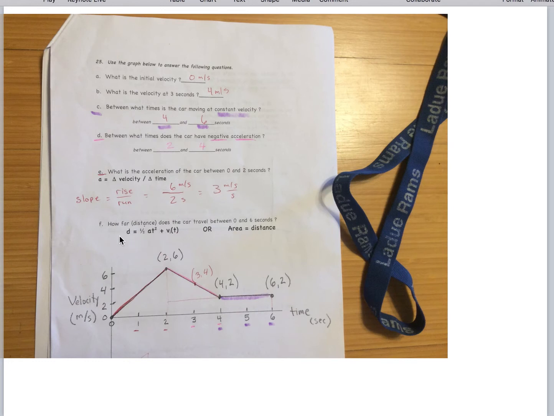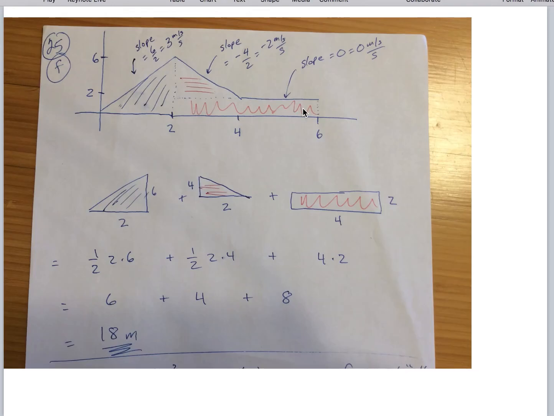Now to figure out the distance, this question F is kind of tricky. Couple ways to do it. A lot of students like the area method, and it was a little confusing for some to figure out how do I draw the rectangles and the triangles. I divided it up this way.